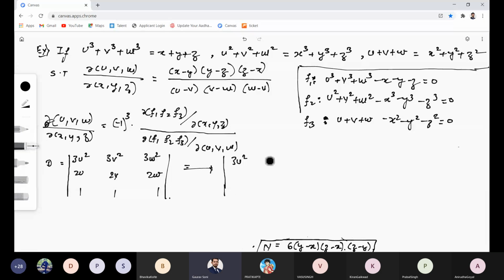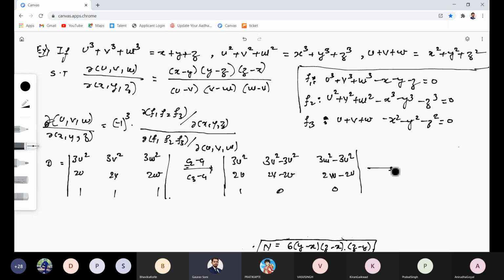So 3u square, 3v square minus 3u square, 3w square minus 3u square. So c2 minus c1, c3 minus c1. So 2u, 2v minus 2u, 2w minus 2u. Third one, 1, 0, 0.